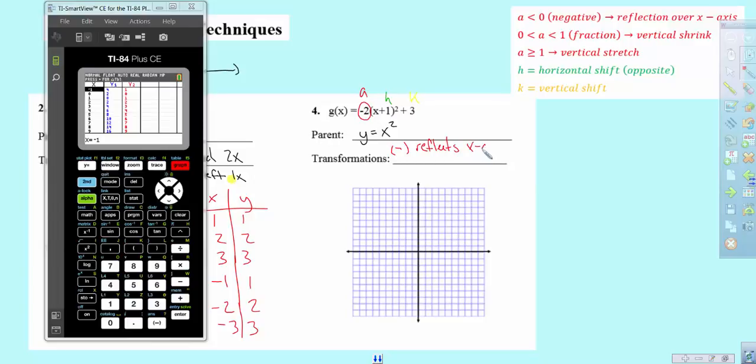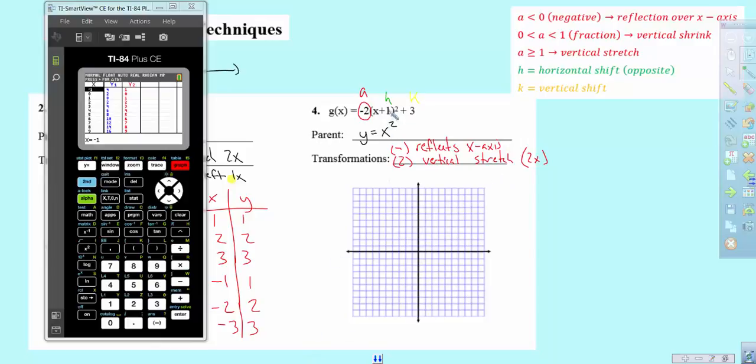Reflects over the x-axis. The 2 on the front gives us a vertical stretch 2 times. And just for the record, I know that I spelled stretch wrong on the last screen or over here. So in case you're like, wow, he spelled stretch wrong, he didn't even say anything about it. I knew that. I just didn't want to go back and take the time.